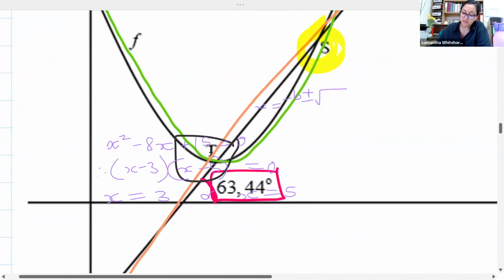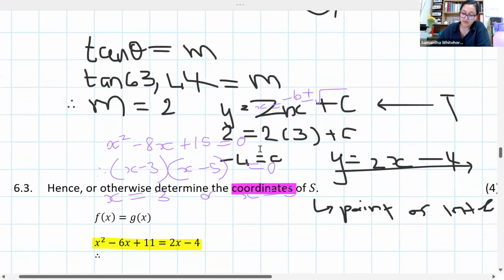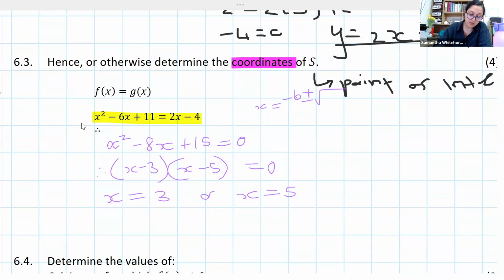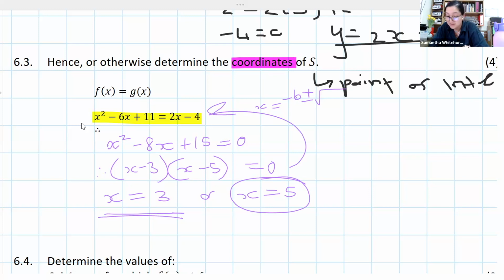You have got a point of intersection at T and at S. Now, T we've already worked out. T was our turning point, which means that we've already got one coordinate there, and that was this value over here. So we actually only need to work with the 5. You substitute that back into either one of your equations. It doesn't matter which one, and you will get that S is at 5, 6.